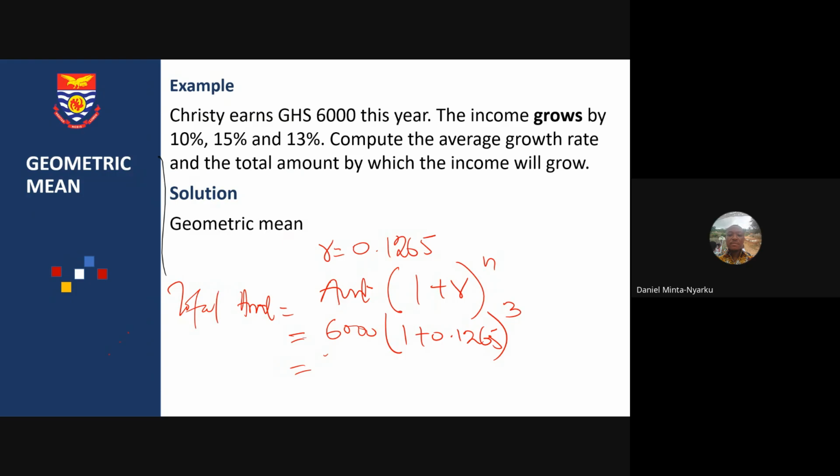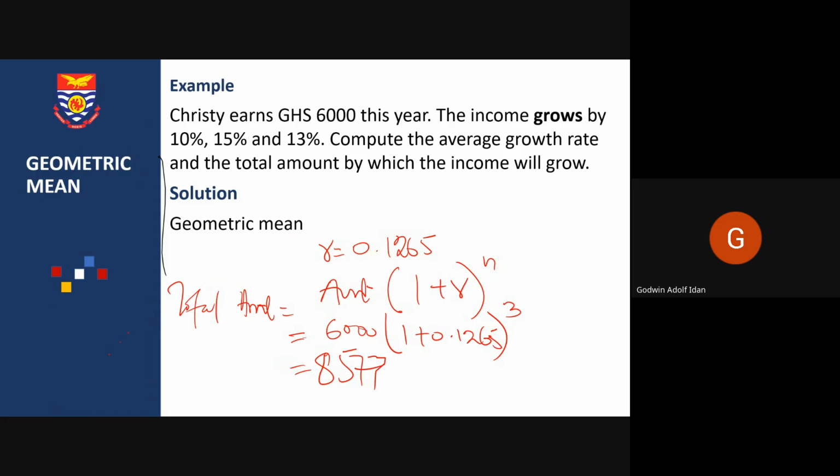The 1 plus 0.1265 to the power 3, I had 1.4295. So when I multiply by the 6,000, I had 8,577 Ghana cedis. 8,577. Yes, please. Okay.